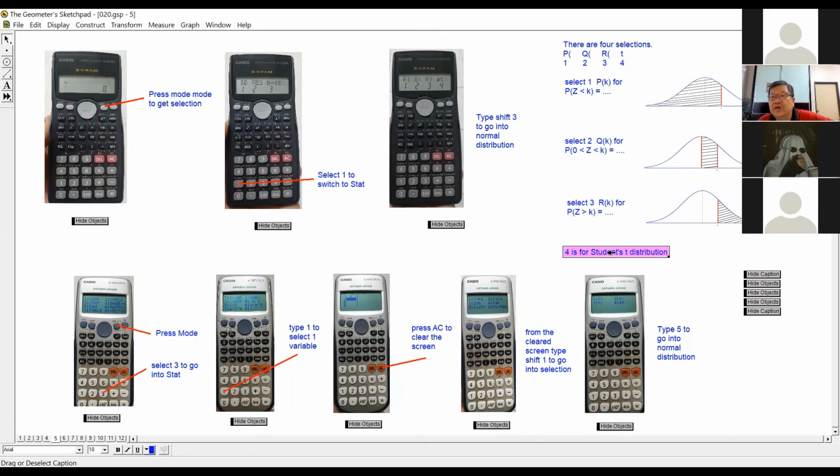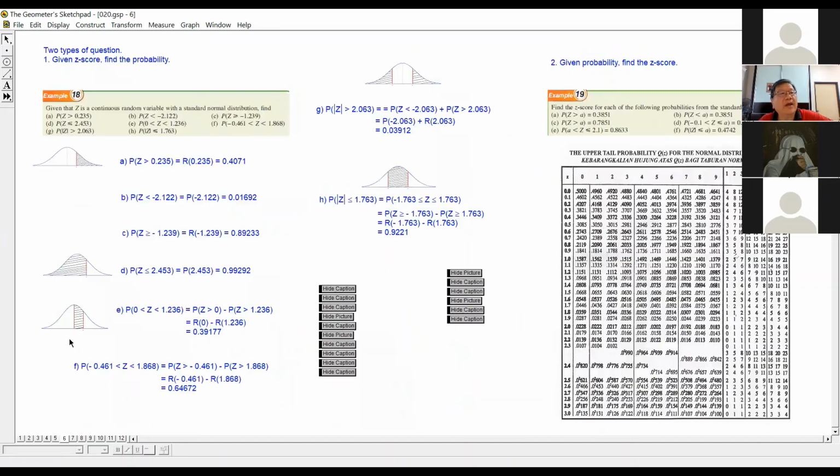Number 4 is the student's T distribution. We don't learn this distribution yet, so number 4, no need to use. Okay, so far, do you know how to use the calculator? We only use number 1 or number 3: the probability greater than a certain number, or the probability less than a certain number. These two we want to use, P or R. Okay, then we move on.